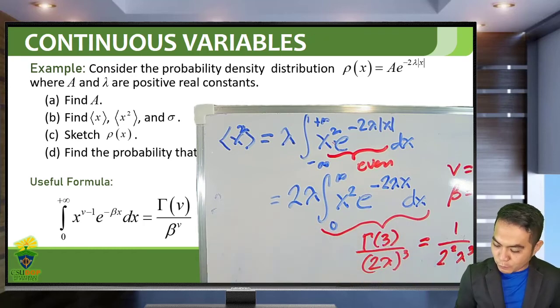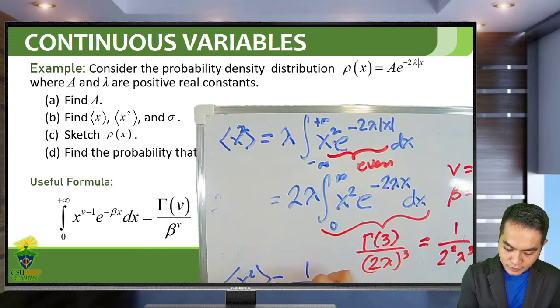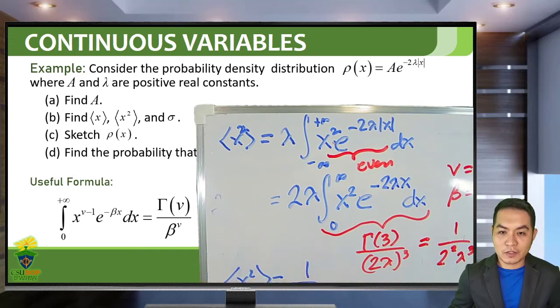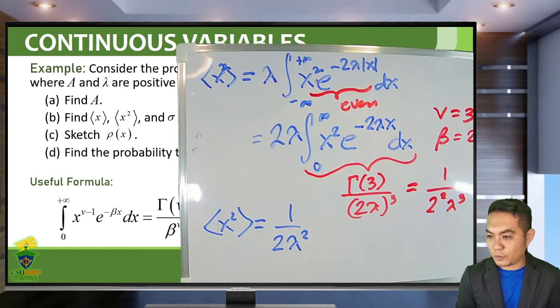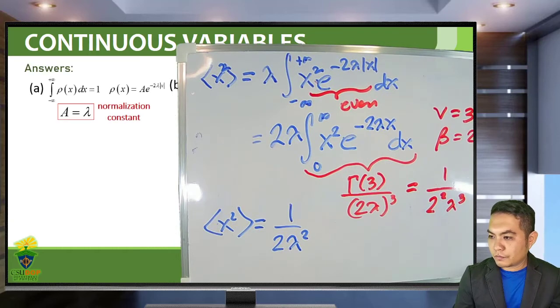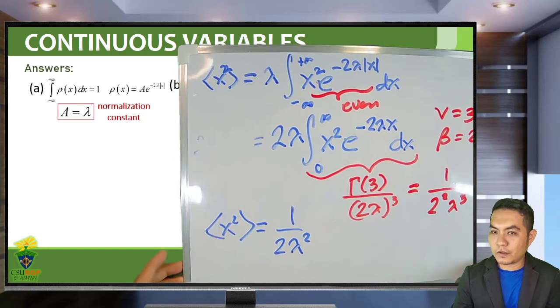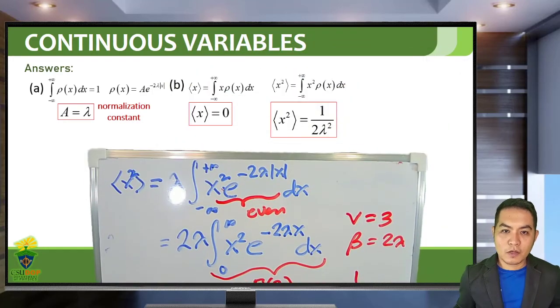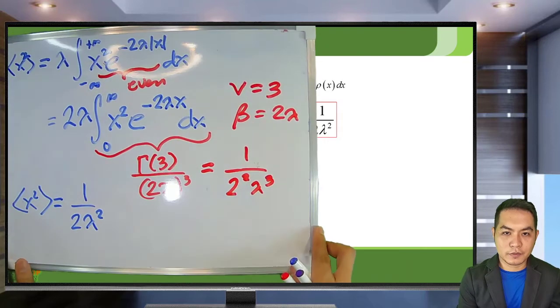When we multiply that by 2 lambda, you will get 1 over 2 lambda, lambda cubed, lambda squared. So this is the expectation value of x squared, 1 over 2 lambda squared.